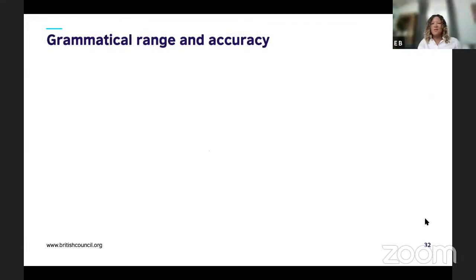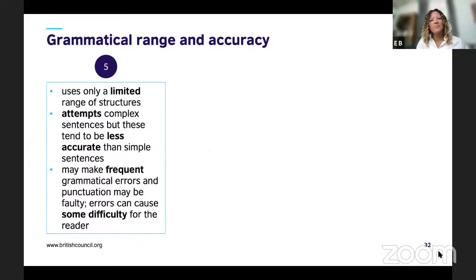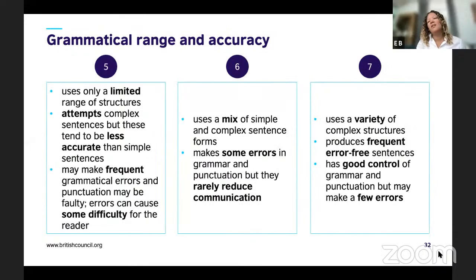Sorry, just conscious of time, and I want to try to get to some of the questions, and we do have a homework assignment for the next one. So we're going to go quickly through grammatical range and accuracy. I think this is a bit more straightforward. Again, the band descriptors for the 5, 6, 7 are not different to the task 1. So we'll go ahead and continue on.